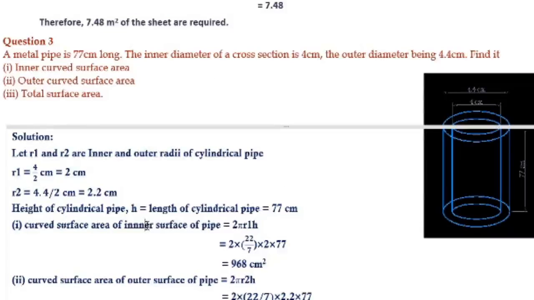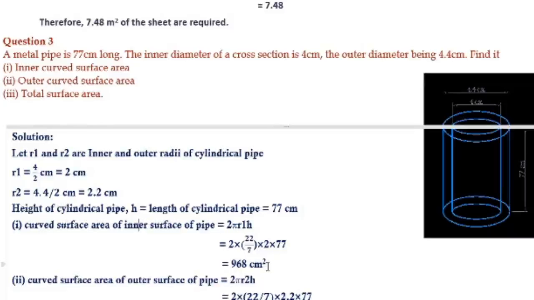Now we can use the curved surface area of inner surface of pipe equal to 2 pi R1H. R1 we are taking as radius of inner curved surface. So first we calculate curved surface area of inner surface of the pipe, that is equal to 2 pi R1H. So here pi is 22 by 7, R1 equal to 2 centimeter, that we already calculated, and H equal to 77 centimeter. Simplify it, you will get 968 centimeter square.